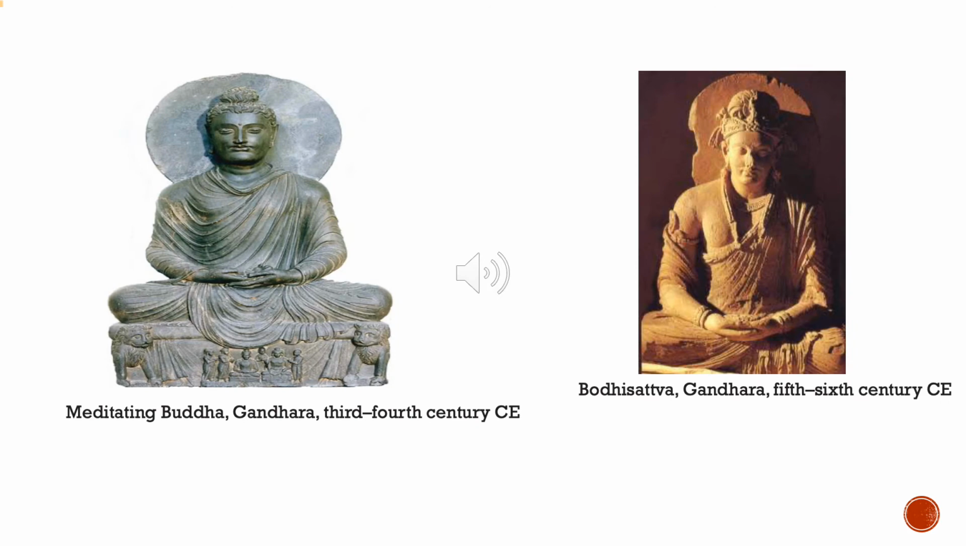Apart from the panels on the stupa, the Gandhara and Mathura schools produced numerous Buddha sculptures, various dhyana postures of Buddha or Bodhisattva postures, obtained from various sites across North India. In this slide on the left side, you can see a meditating Buddha in the Gandhara style, and on the right side a Bodhisattva, 5th century.